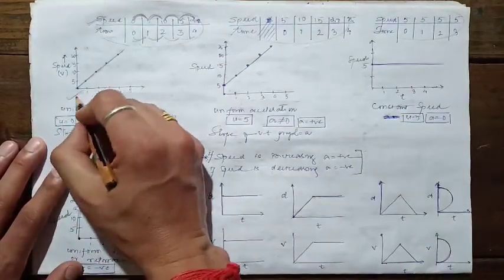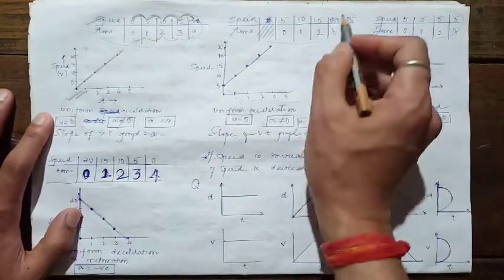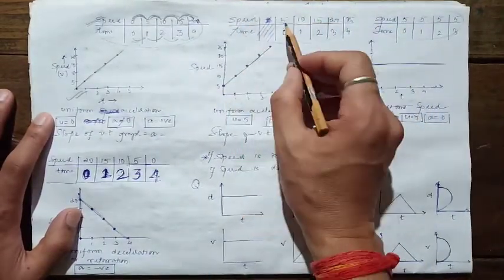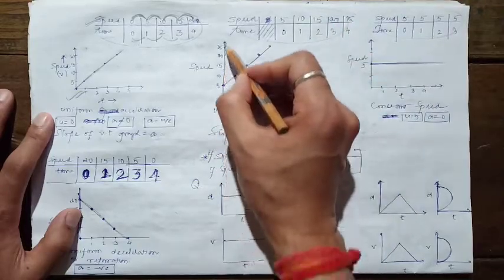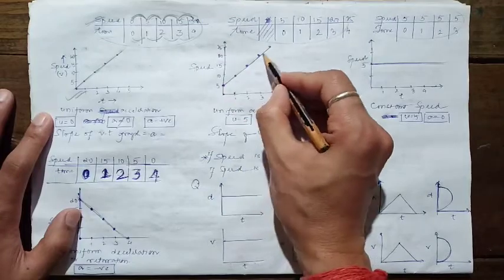So this is the graph representing this situation. Now students, let's understand another situation. Here we have speed and time: 5, 10, 15, 20. Let's plot the speed along the vertical axis and time along the horizontal axis and try to draw the graph. You'll get a straight line like this.